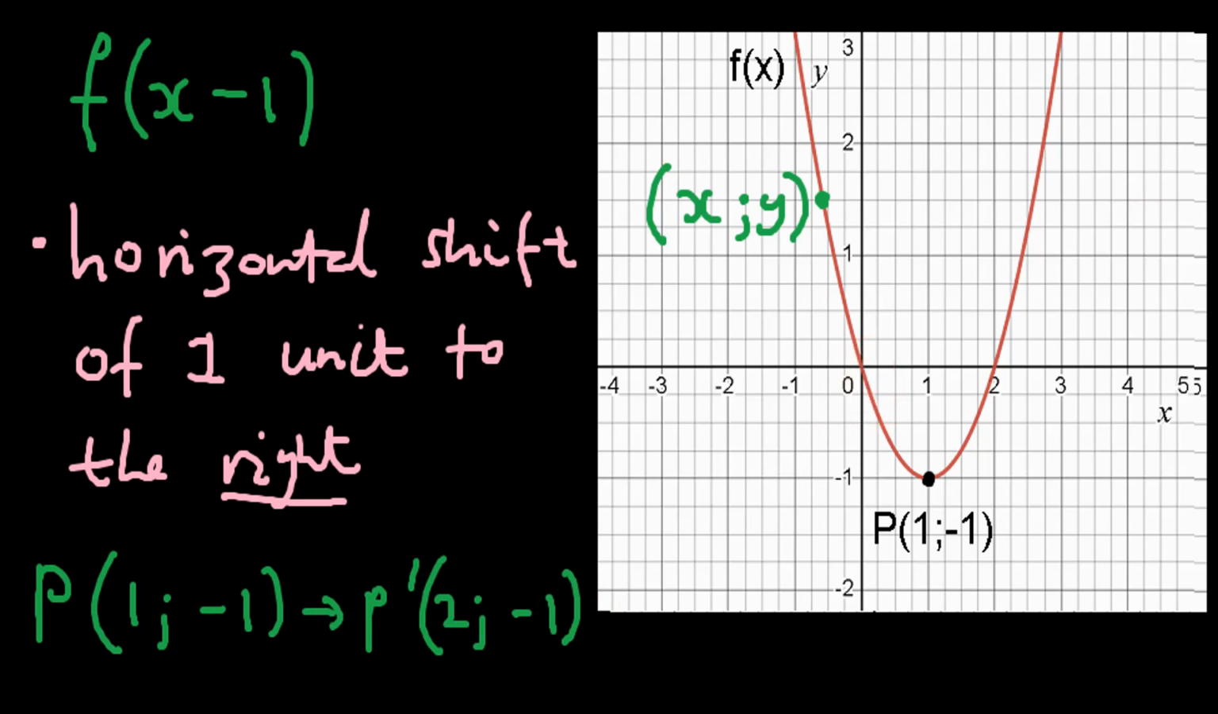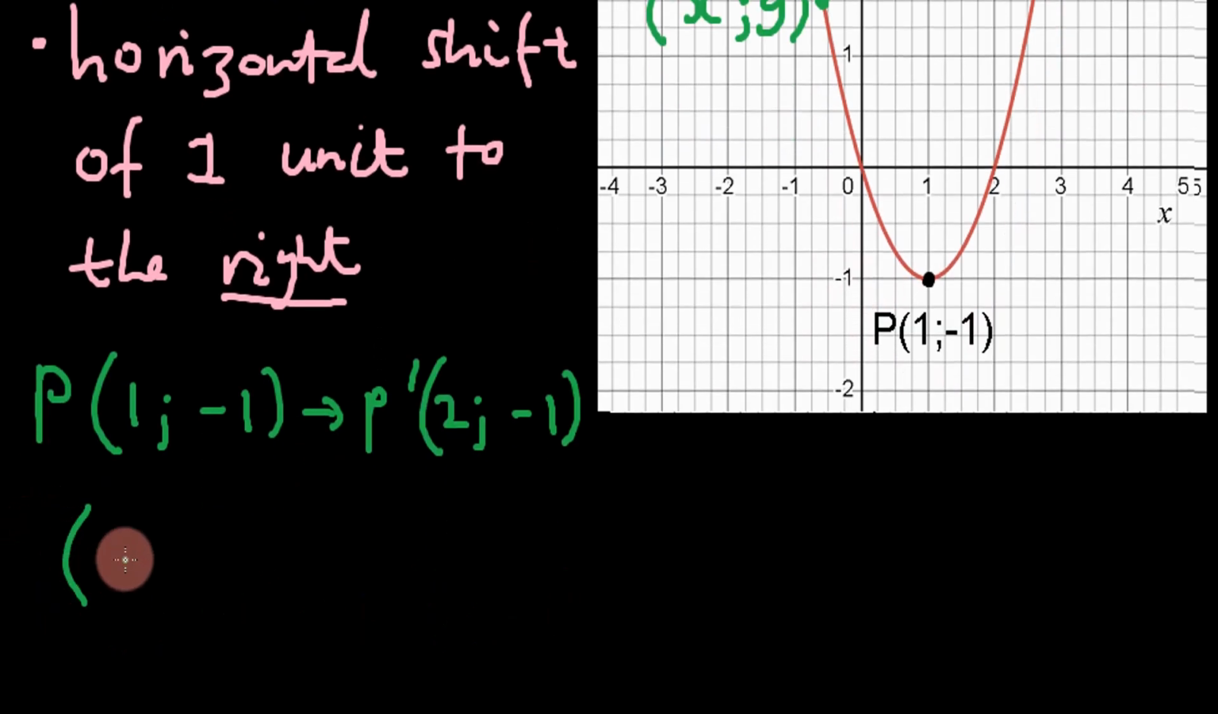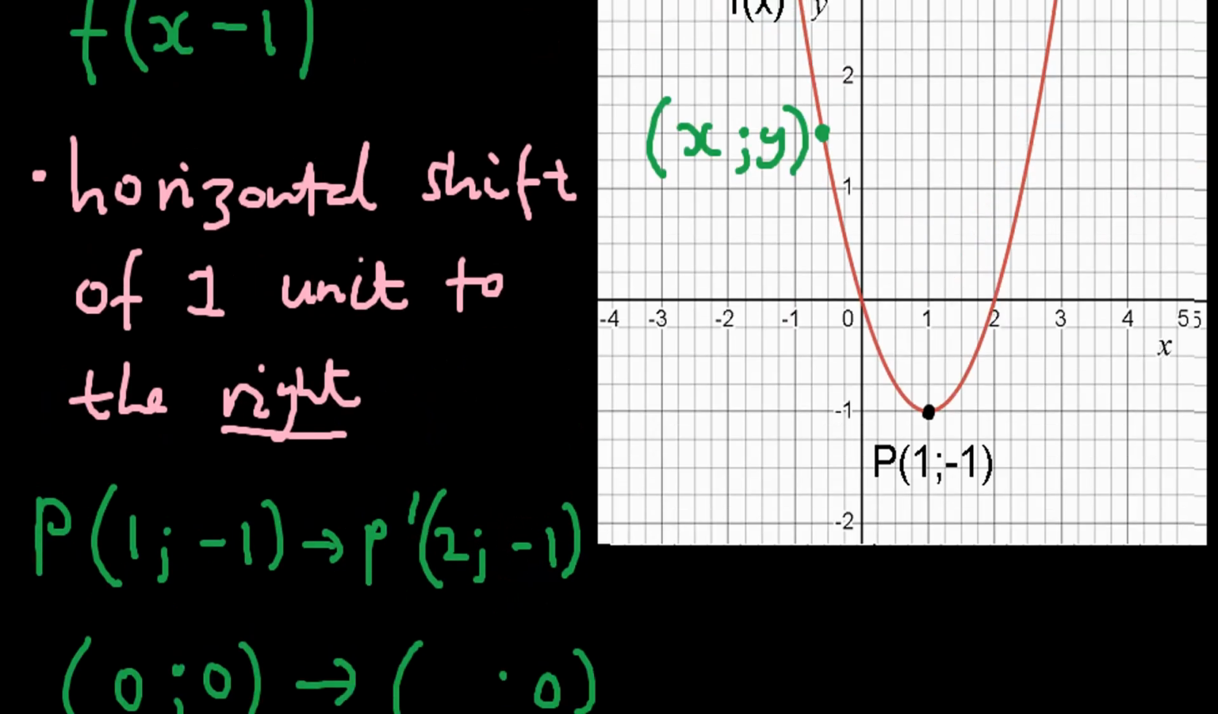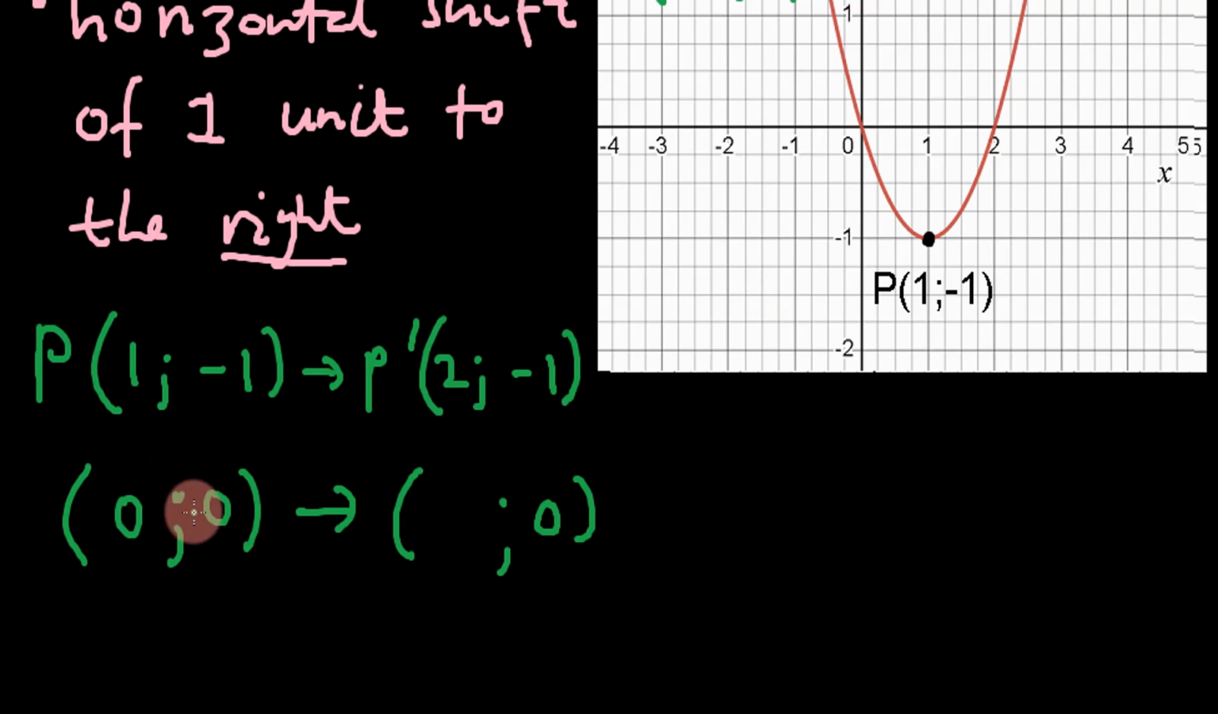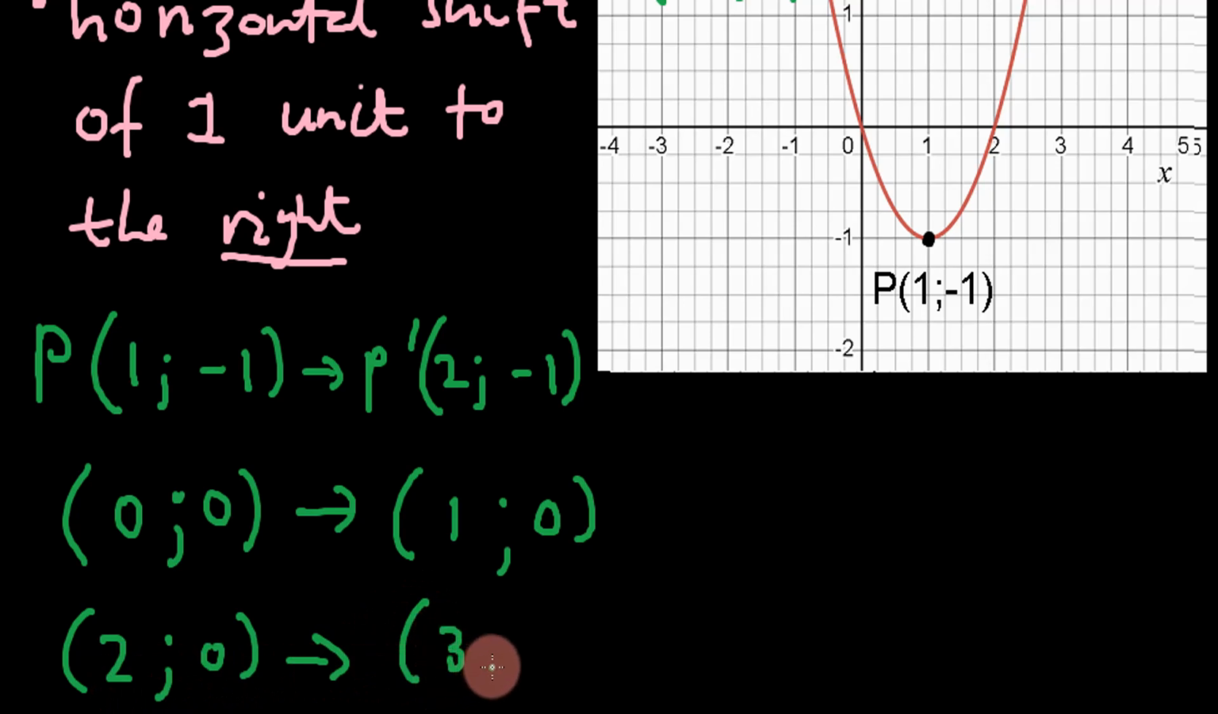Then the point 0, 0 here. So 0, 0 will be mapped to a point. And we know our y's are going to be the same. And once again, we don't subtract from the x's. We actually add. So 0 plus 1 will be 1. Then this point here, 2, 0. We add to the x's, so 2 plus 1 will be 3. And then we have 0.